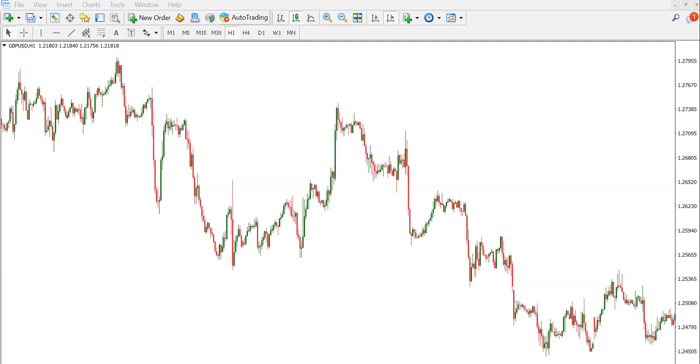So to make an example of what I'm talking about, we had price move up here and then it turned back. We had price move down, turned back, up, turned back, down, turned back, up, turned back, down, turned back. So the top here would be our resistance level, and then the bottom here would be our support level.